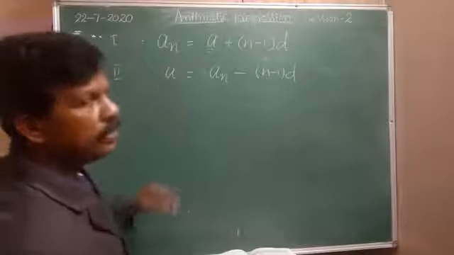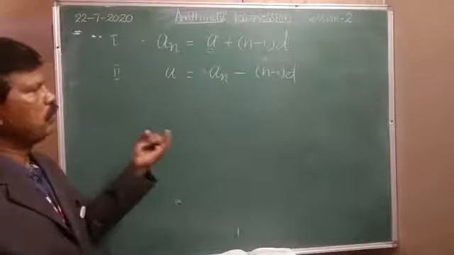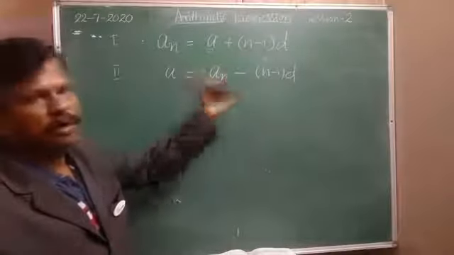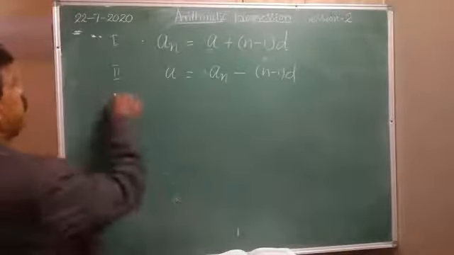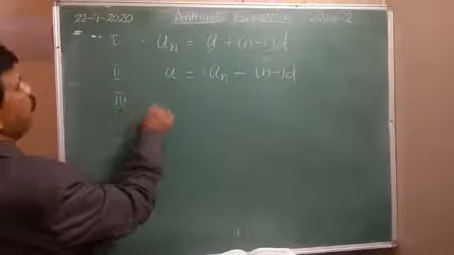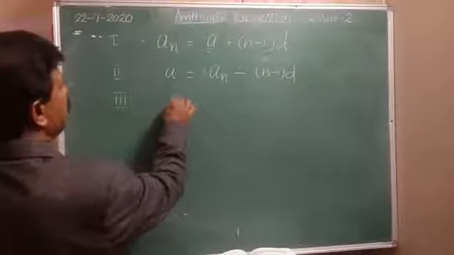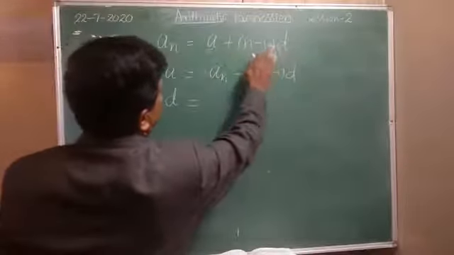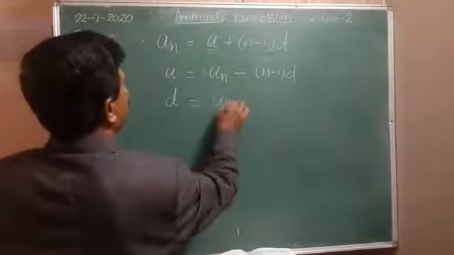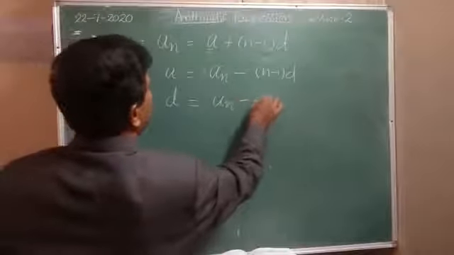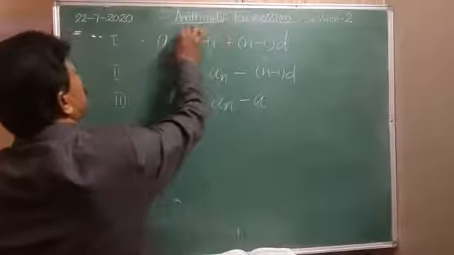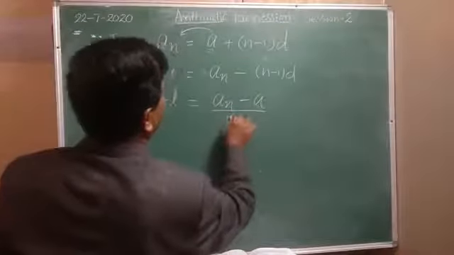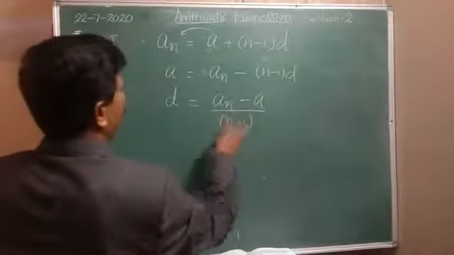This is to find the first term, when you know the nth term, the number of terms and the common difference. Then the third one, to find d. To find d, keep this term, then it becomes an minus a. You are shifting this minus a, and the whole divided by n minus 1.